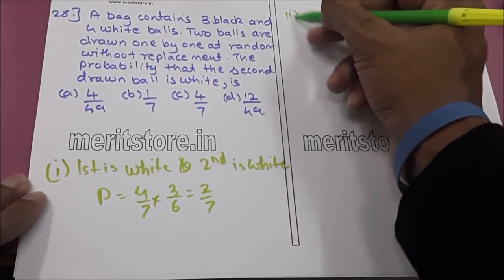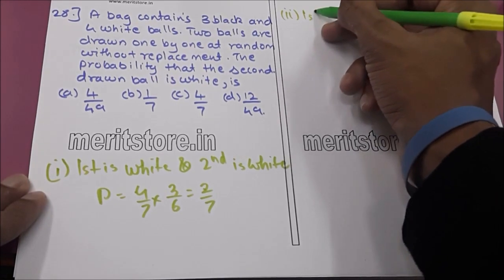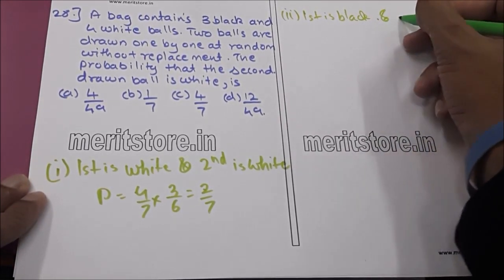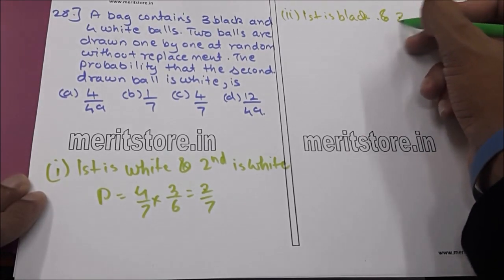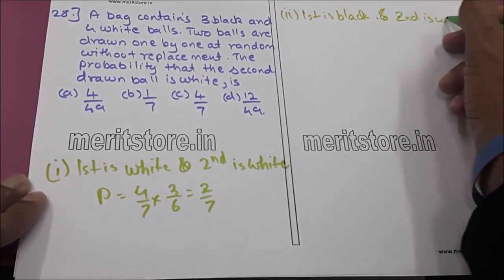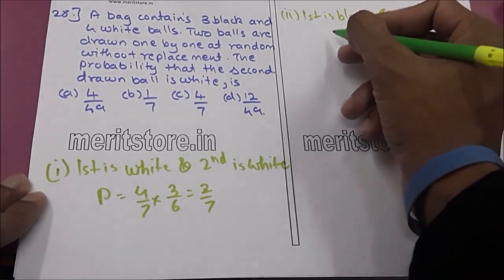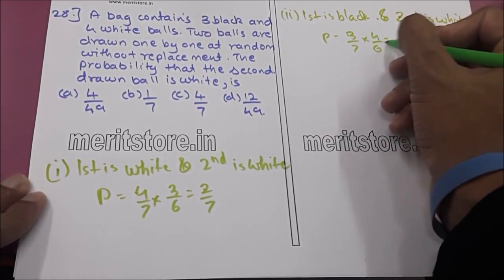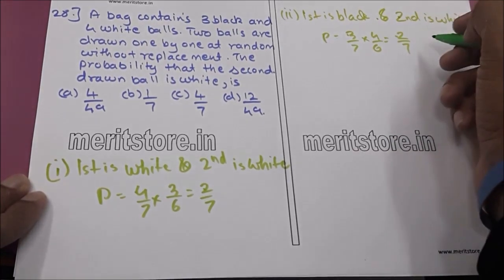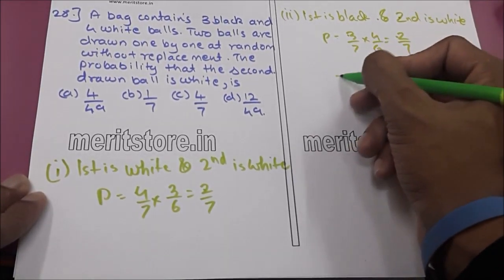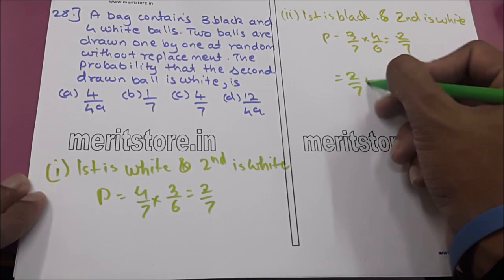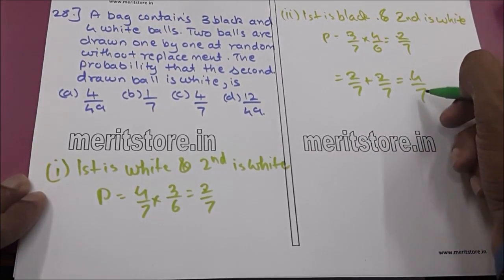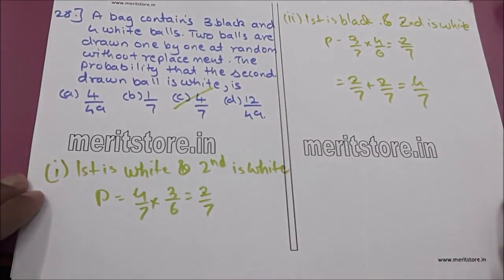For the second one, that is first is black and second is white. Therefore probability we have 3 by 7 into 4 by 6, which we get as 2 by 7. So the required probability, we can write it as 2 by 7 plus 2 by 7, which is equal to 4 by 7. So option C is the correct answer.